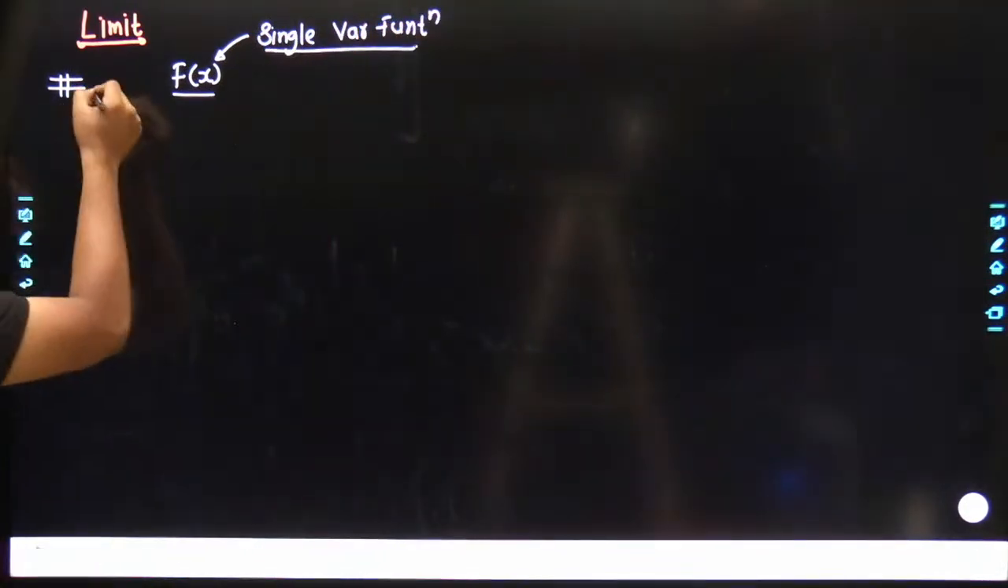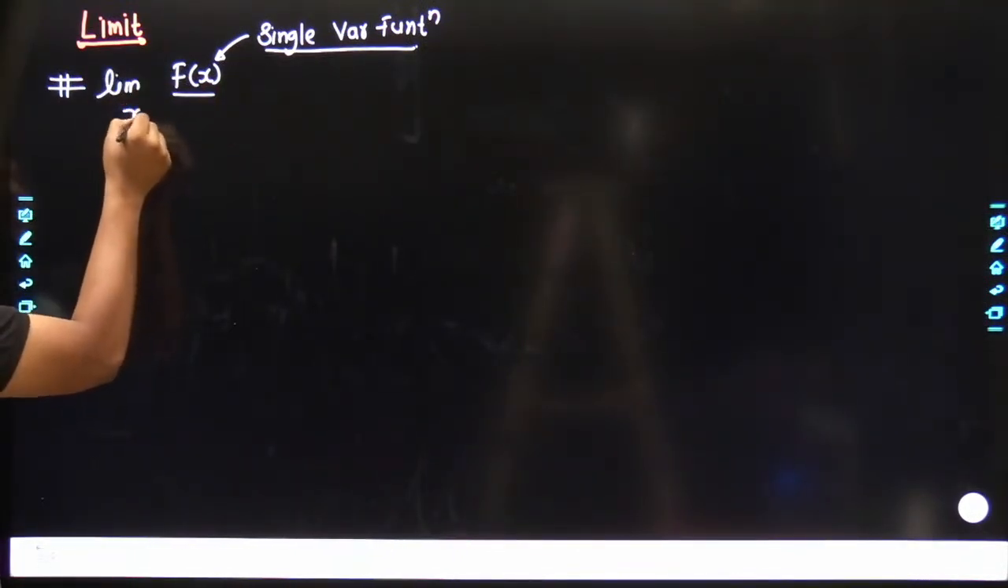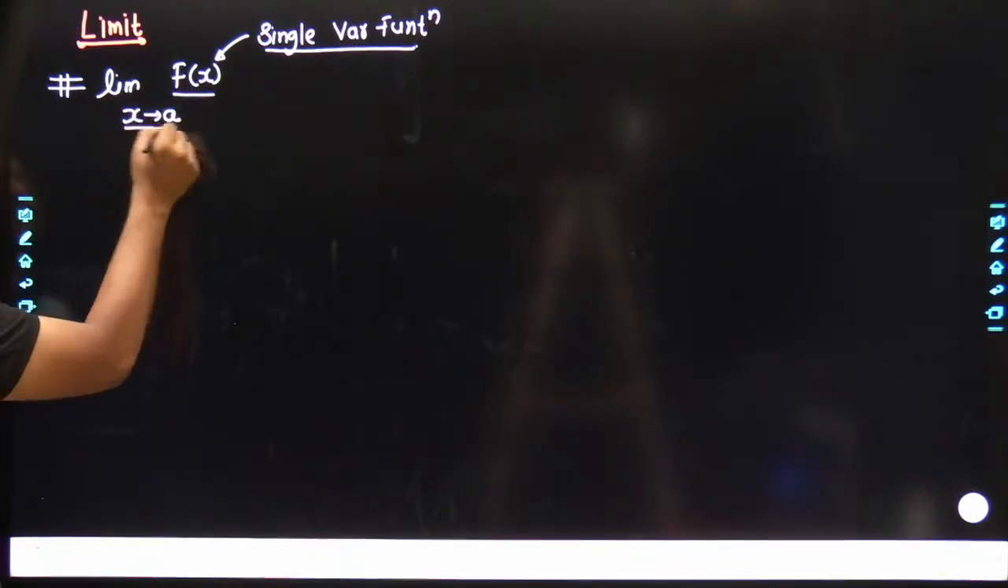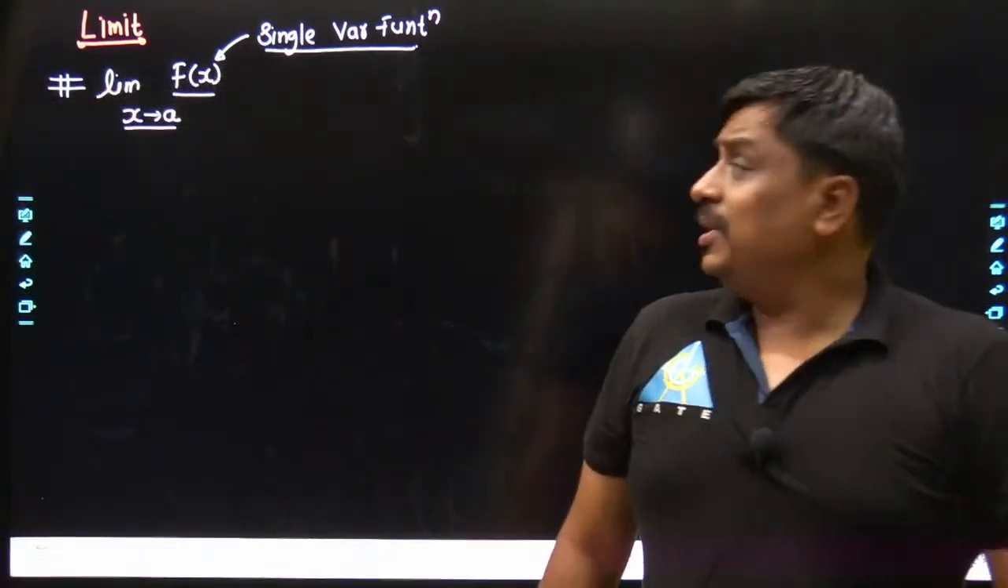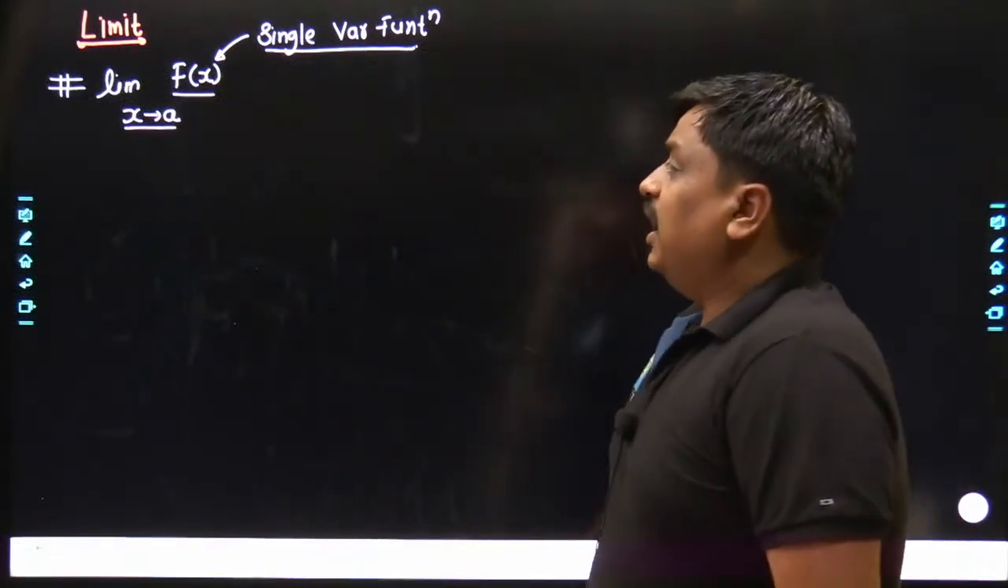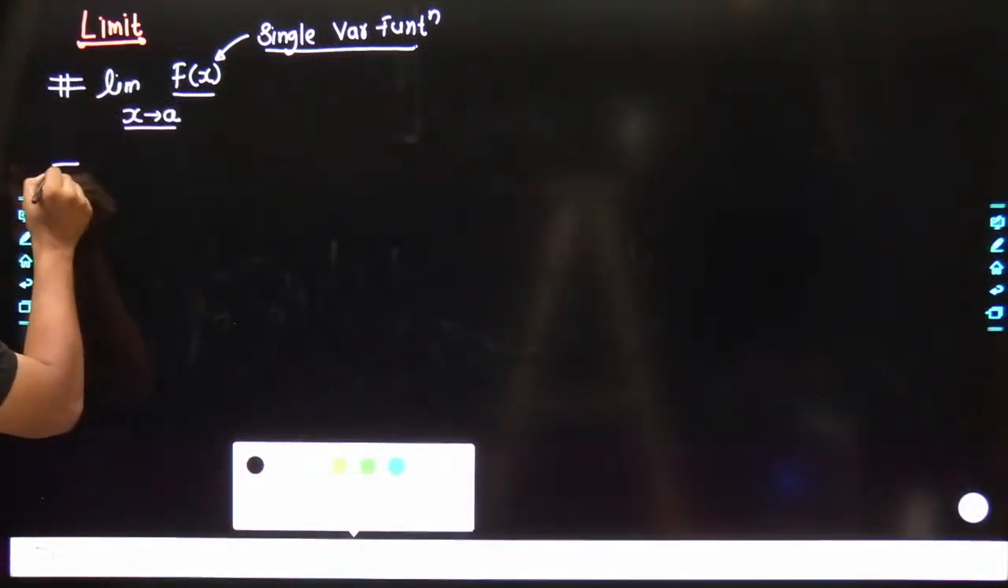And what you do is apply the limit where f of x must be reaching at a. So how is it represented mathematically? It is represented as limit x tends to a of f of x. Second important point: what does limit x tends to a of f of x mean graphically?